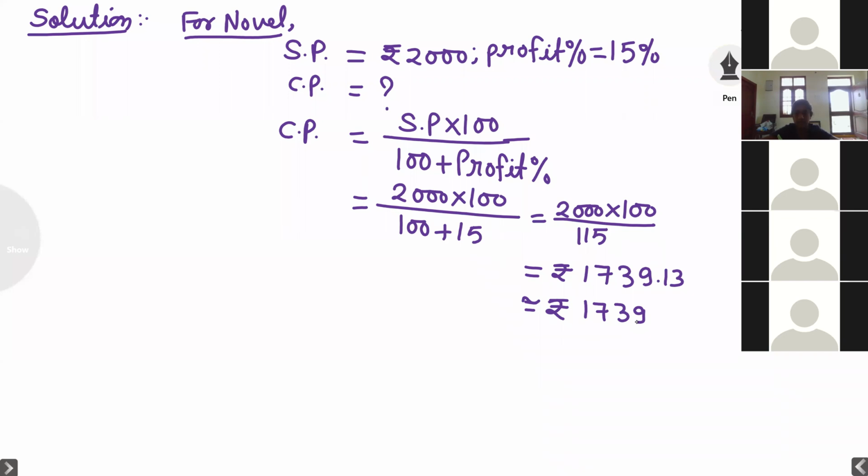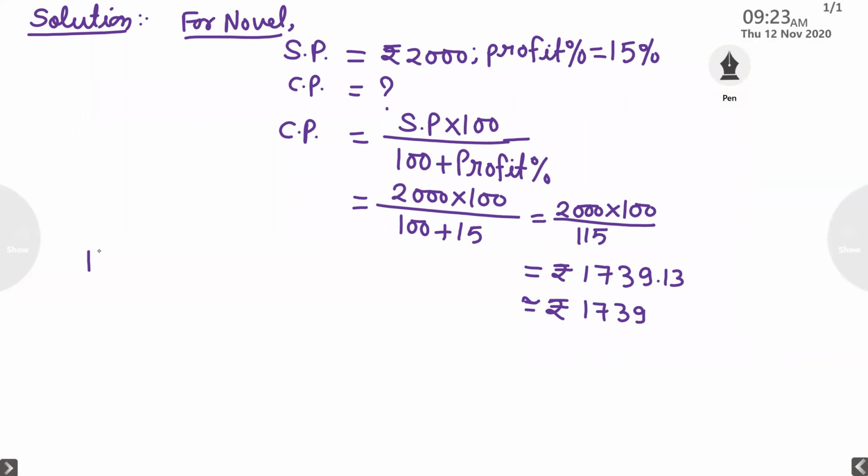Now, just now I have calculated CP for the novels. Now I am going to calculate CP for the math textbook. Again, I want to apply the same formula here, but here the second time Ria is getting a 15% loss.